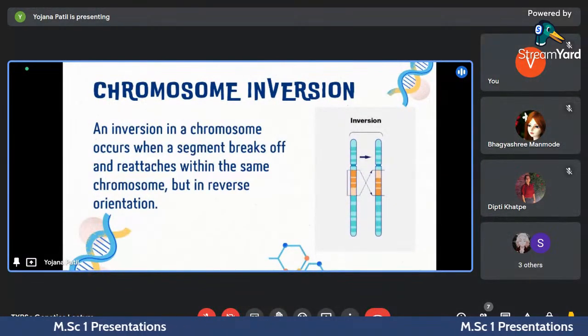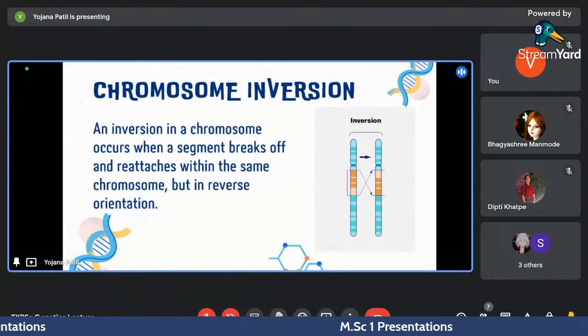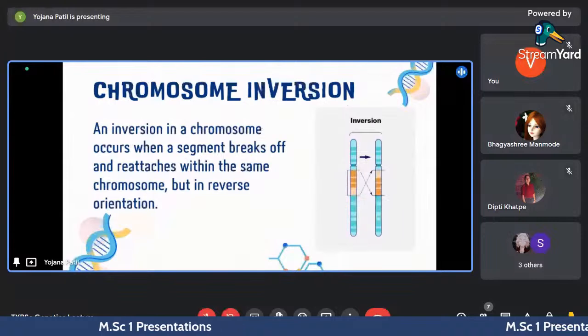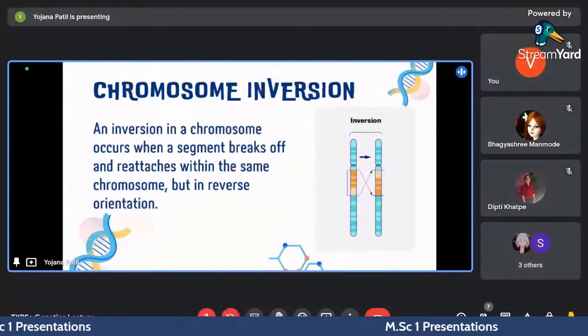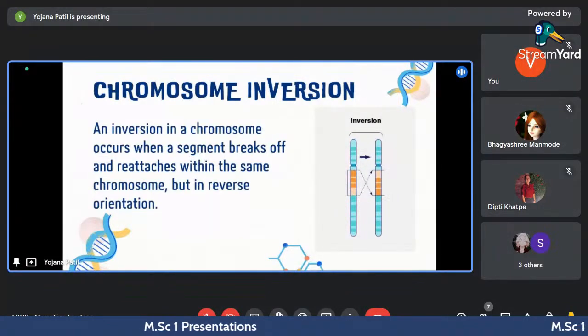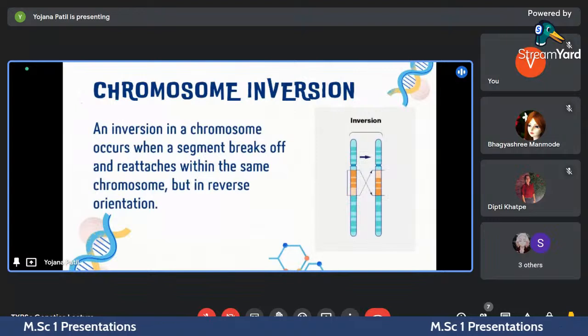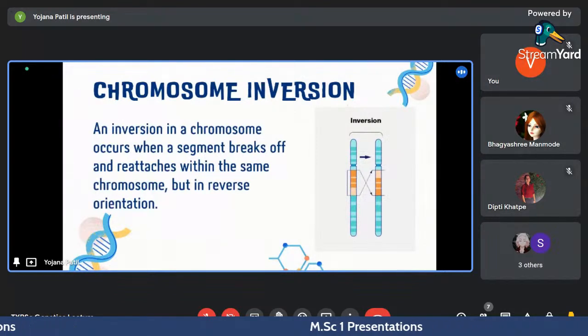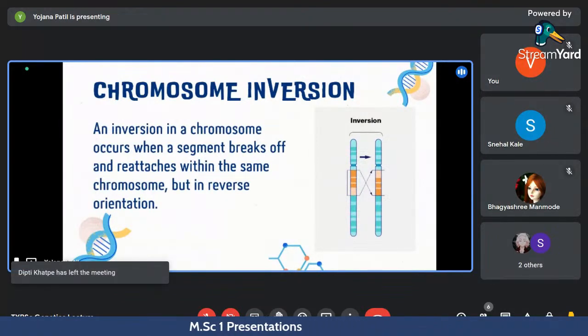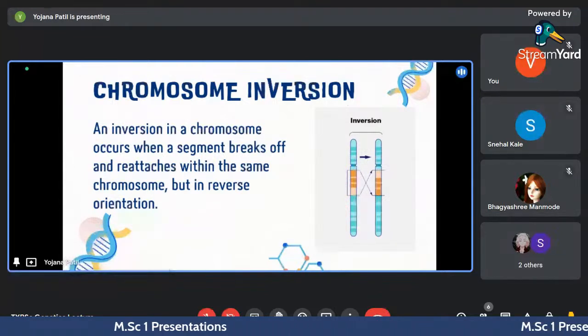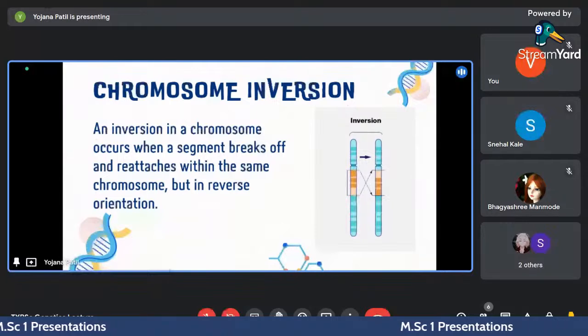Now let's see what is chromosome inversion. Chromosome inversion occurs when a portion of a chromosome breaks off and reattaches within the same chromosome, but in a reverse orientation, and this can result in alteration of gene regulation, and this can lead to cancer. As we can see in the diagram, there is an inversion.